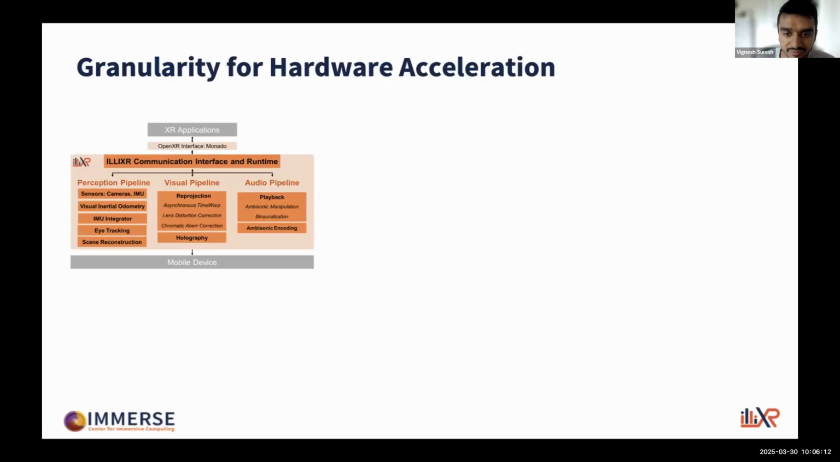So as we've learned until now, XR workloads have multiple components, like visual inertial odometry, scene reconstruction, and audio pipeline. And all of these can be candidates for hardware acceleration. Further, each of these components is further comprised of several fine-grained tasks like FFT or GEMM. And if we wish to accelerate one of these components, say audio playback, the important question is, at what granularity do you want to accelerate it?